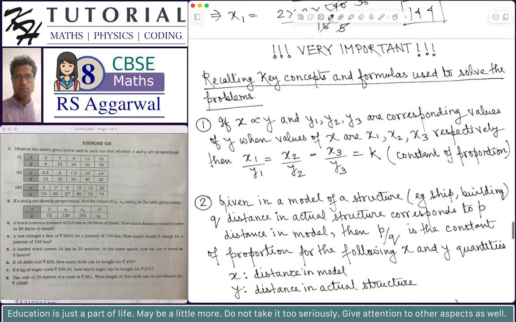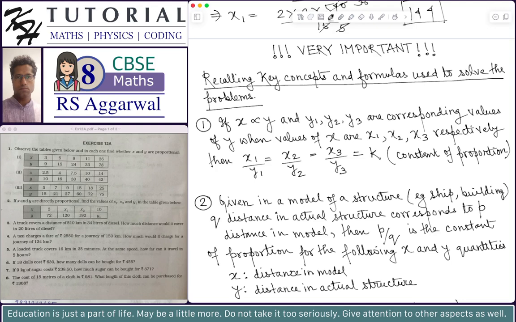This will indirectly do a revision of all the chapter concepts, and if you do so, the concepts and the formulas of all the chapters will stay in your memory for a longer period of time. So this is super important. Okay, so let's recall the key concepts and formulas used to solve the problems of exercise 12A.